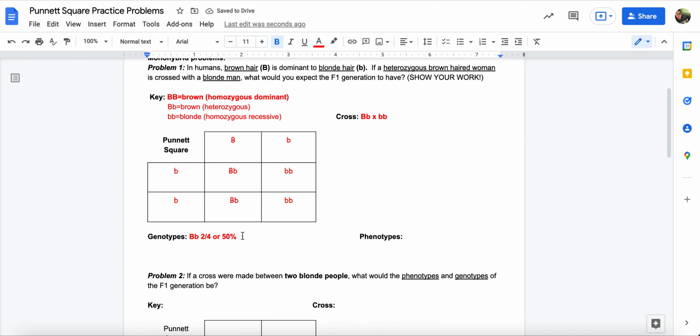That's 50%. Our next possible genotype is lowercase b, lowercase b. And we're going to write also 2 out of 4, or 50%. If you wanted to include the one that's not there, capital B, you can. You don't have to. We could say 0 out of 4, or 0%, but you don't have to.